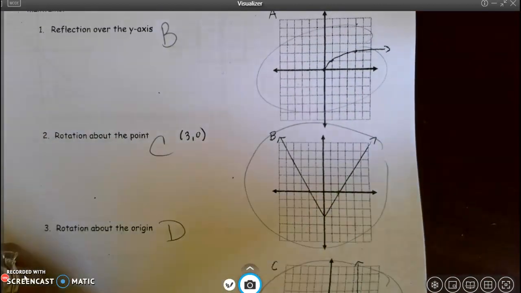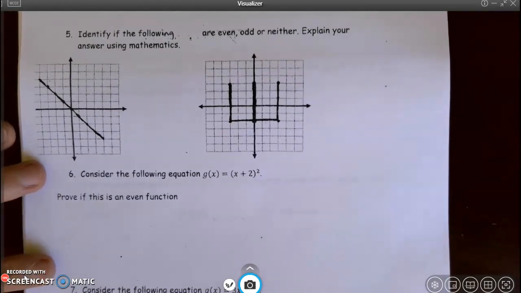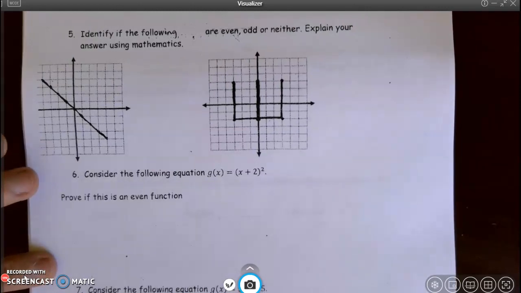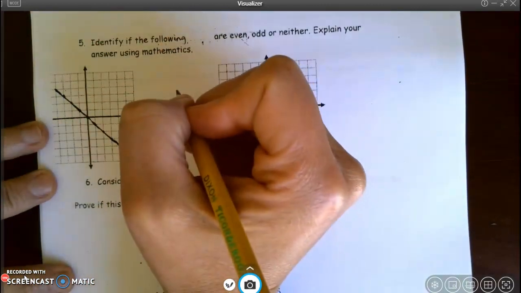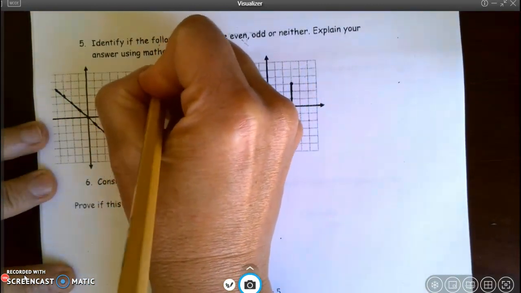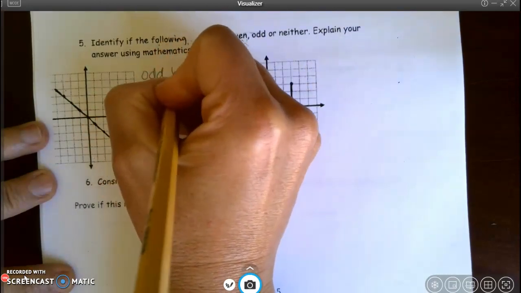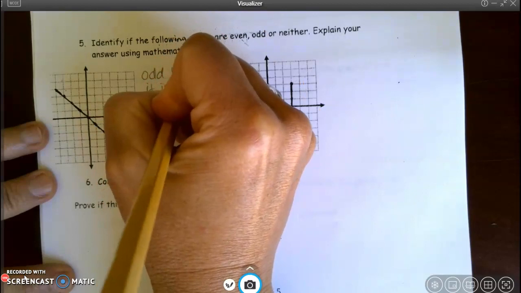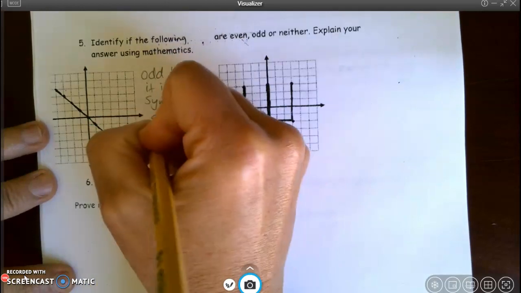Let's move on to the other side, where it asks us to identify if the following are even, odd, or neither, and explain your answer using mathematics. All right, so let's look at this first graph. I would say this first one is odd because it is rotation symmetric around the origin.